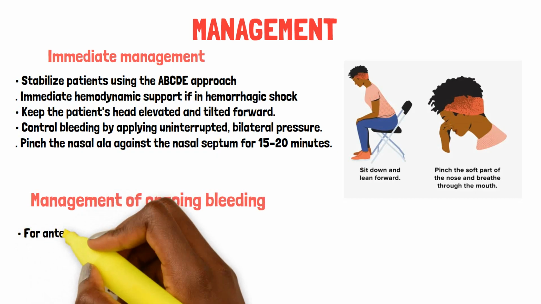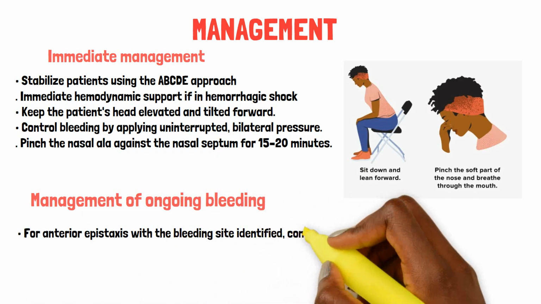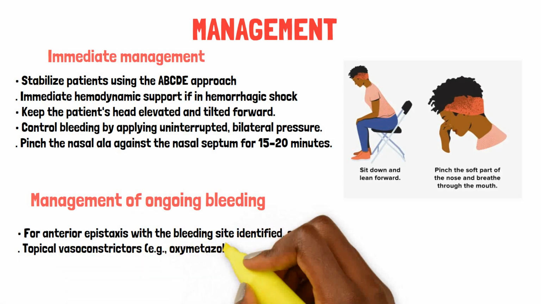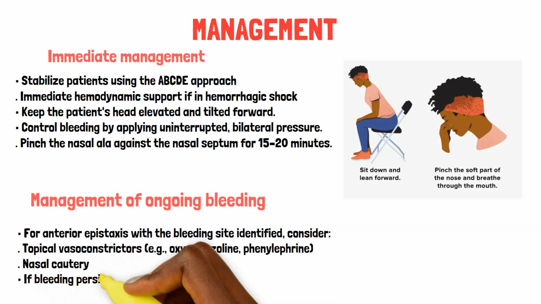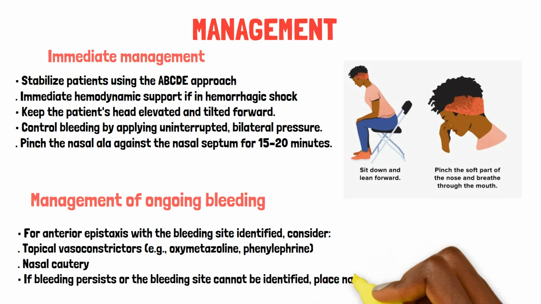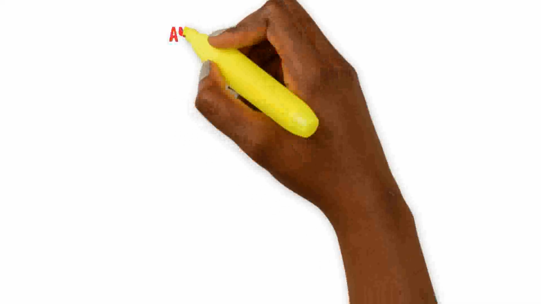Management for ongoing bleeding. For anterior epistaxis with bleeding site identified, consider topical vasoconstrictors such as oxymetazoline and phenylephrine, nasal cautery, and if bleeding persists or bleeding site cannot be identified, place a nasal packing.